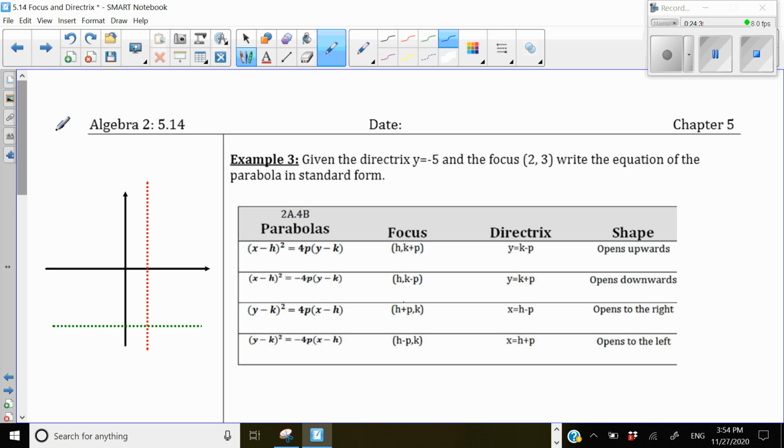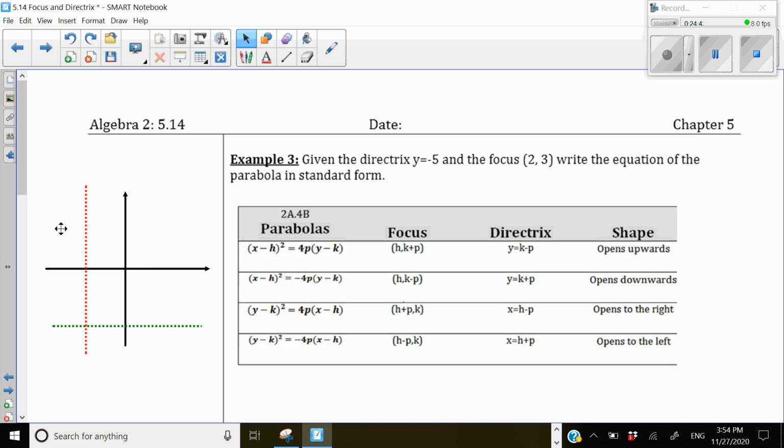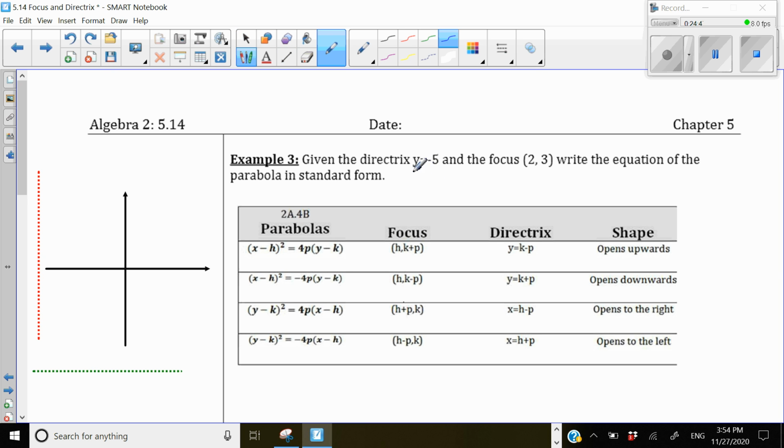Next example here, we have the directrix given to us as y equal to -5. So I know that for sure this is a horizontal line. So if my directrix is a horizontal line, that means my parabola is going to face either upward or downward. And the focus is at 2 and 3. Okay, so let's find them here.